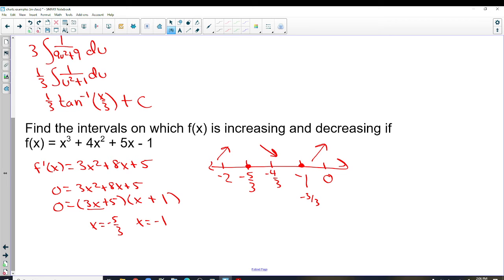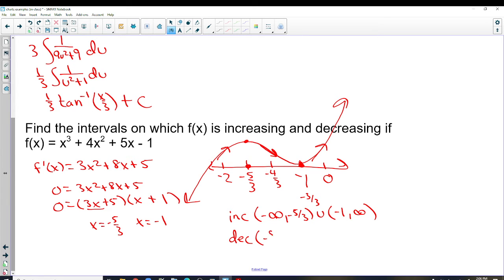But I'll tell you what, I wouldn't have used a number line for this particular problem, because I know what an x to the third looks like. So here's a relative maximum. Here's a relative minimum somewhere. We just don't find the y values. But you can use a number line, and if you have a function that you don't know what it looks like, absolutely use a number line. So increasing from negative infinity to negative 5/3, negative 1 to infinity, and decreasing from negative 5/3 to negative 1.